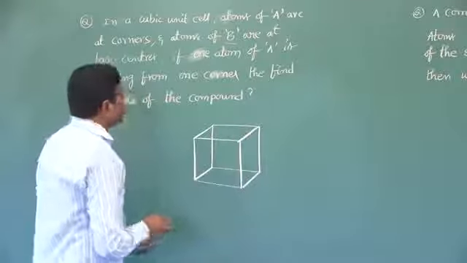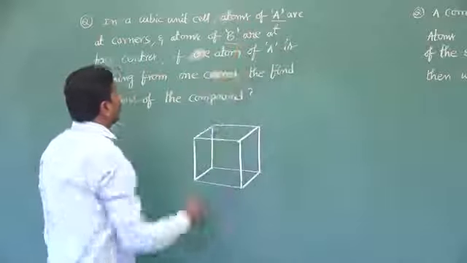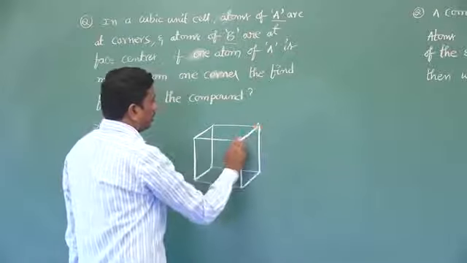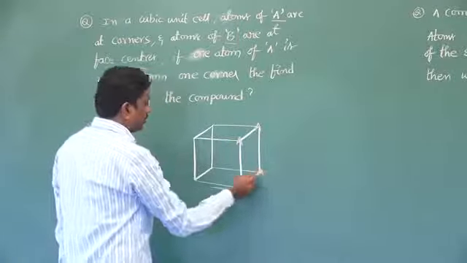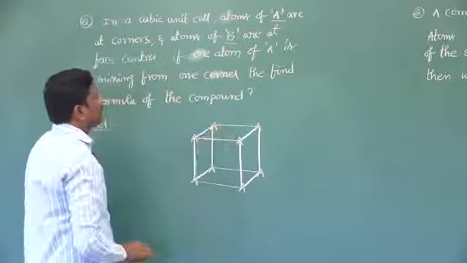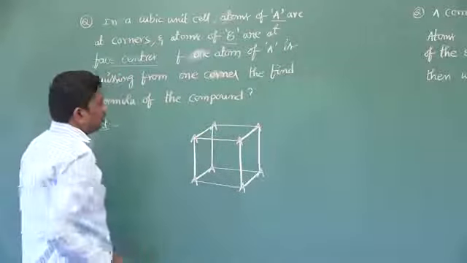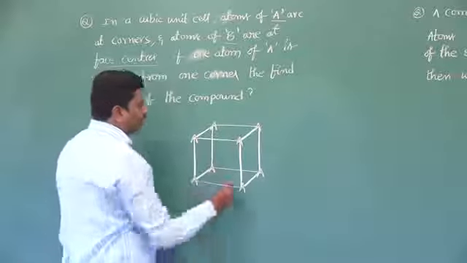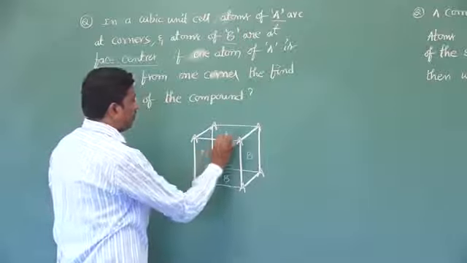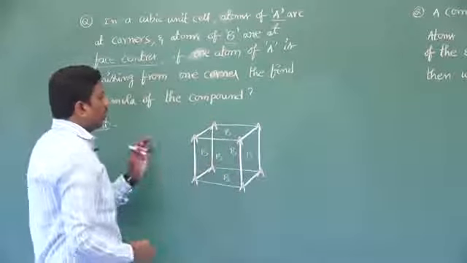Now see, they give information regarding the position of A and B. What is the position of A? A is at corners. A simple cube has 8 corners. Next, regarding B, they are saying that B's are at face centers. A cube has 6 faces, so at 6 face centers, B's are present. So this is the ideal arrangement.